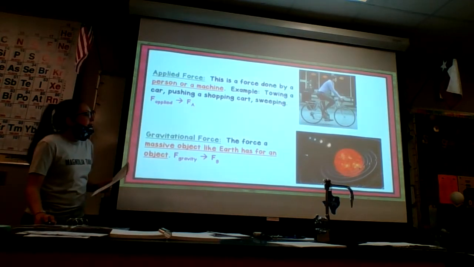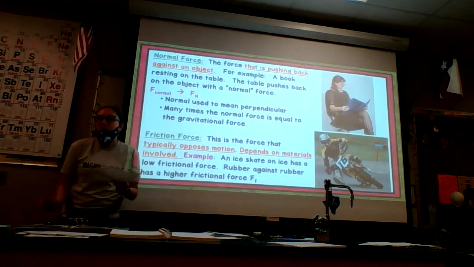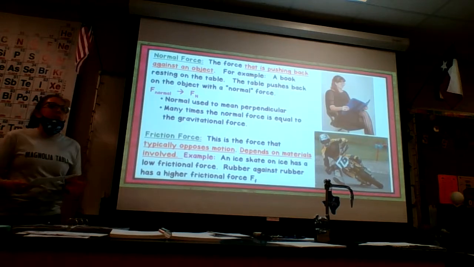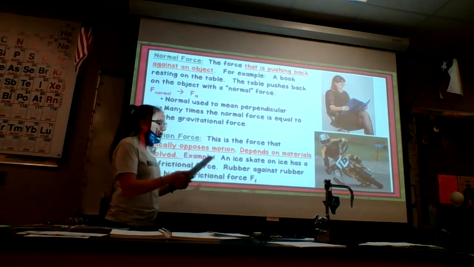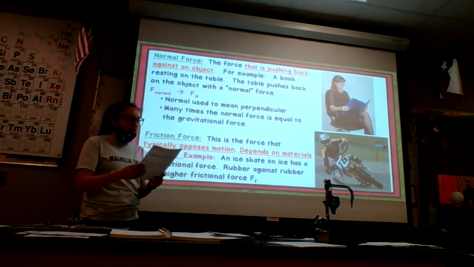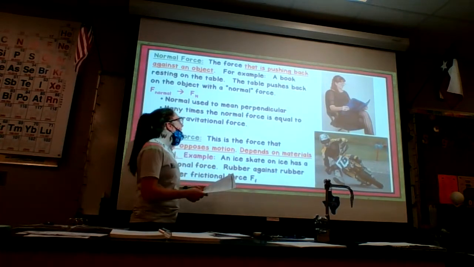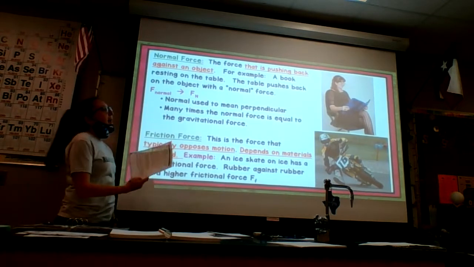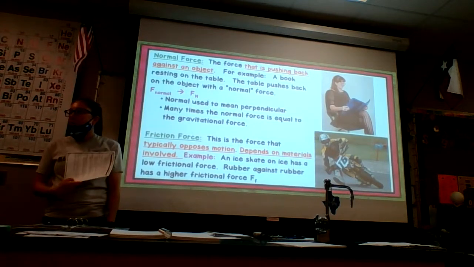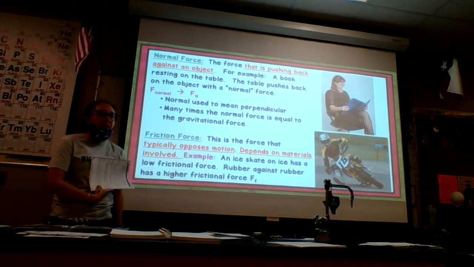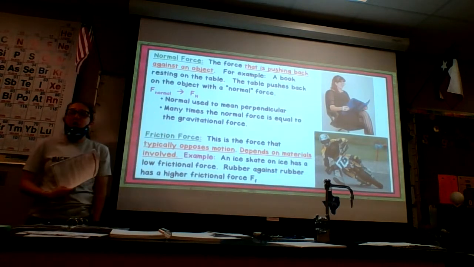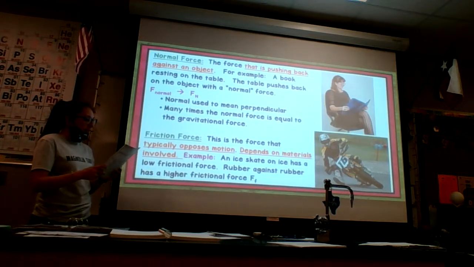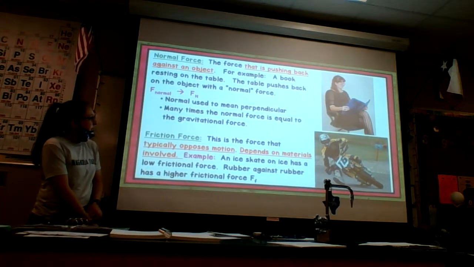Our next force is called normal force, and it's kind of hard for students to wrap their brain around, but if you don't overthink it, it's pretty simple. Normal force is the force that is pushing back on an object. The example it gives us is a book resting on a table. The table pushes back with a normal force. There's not necessarily movement all the time, but it's almost always there. Its shorthand is capital F, capital N.